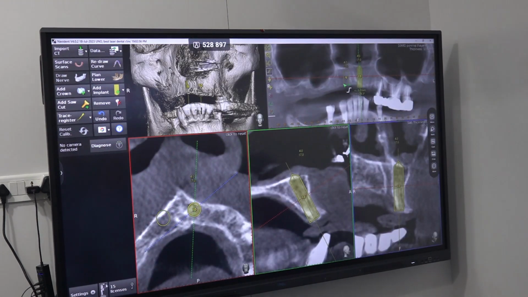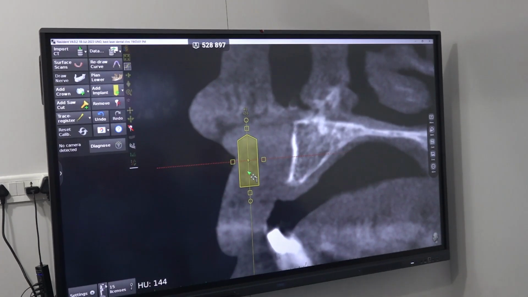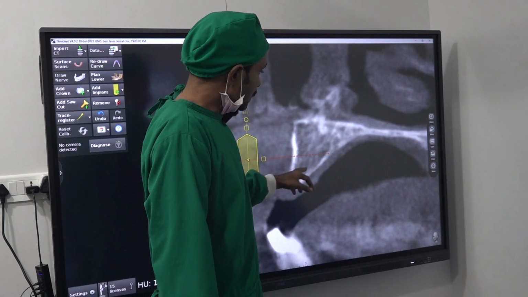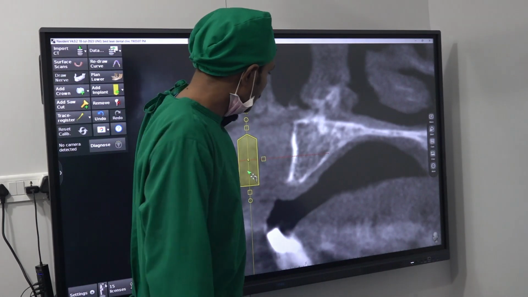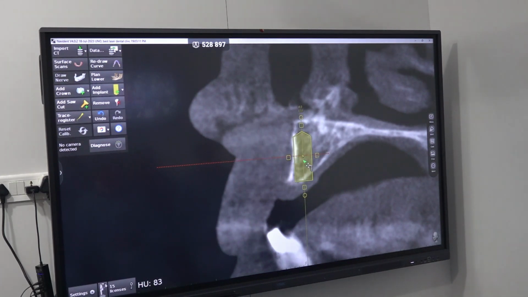Now we see the 1-1 implant. This is 1-1. Cancellous bone. Only the nasal floor is good. See, if you place like this, like alveolar bypass, only 13 mm is coming. But if you slant and place like this, okay, the length is increasing.